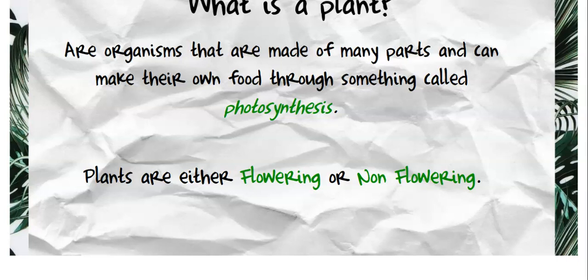Well, first of all, we have to know what a plant is. And I know you guys know what a plant is, but the definition of a plant is they're organisms that are made up of many parts and can make their own food through something called photosynthesis. And photosynthesis, remember, is where plants get their energy from the sun and can create their own food. Plants are either flowering or non-flowering. And at the end of this lesson, you are going to do an exit slip in Schoology where you have to read a description and decide whether it is flowering or non-flowering.